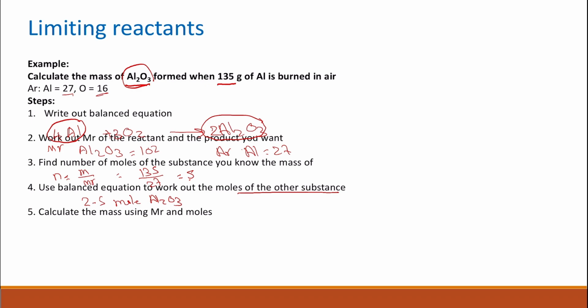Now, for aluminum oxide, we have the number of moles, and we know the relative formula mass, so we can now calculate the mass of aluminum oxide produced. The mass of aluminum oxide produced, m, will equal n times the Mr, which is going to be 2.5 times the Mr, which we calculated as 102. So this is 255 gram of aluminum oxide.